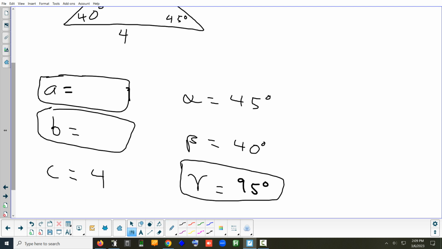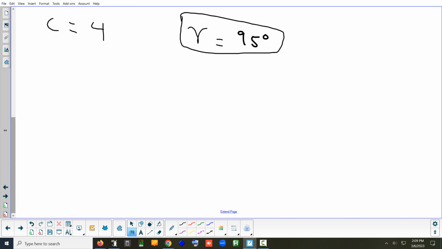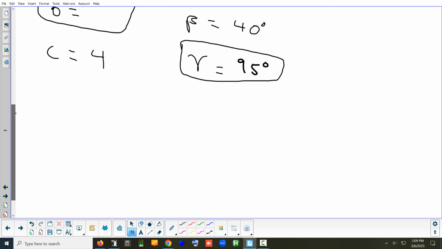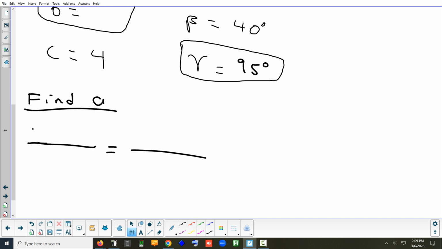Right. And now whether we find A or B doesn't matter. You can do either one first. Let's do A first. So you can basically write down what I'm writing for every single law of sines problem. Now you just fill it in.